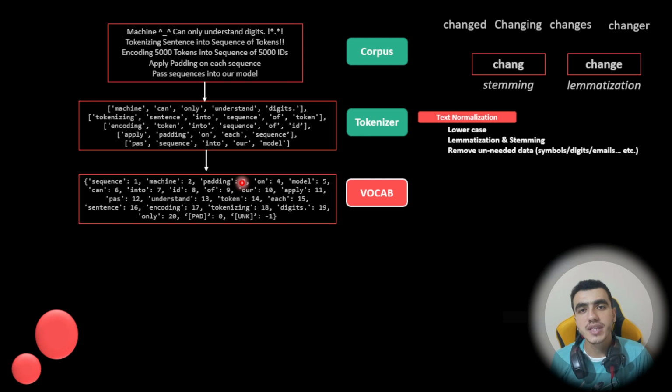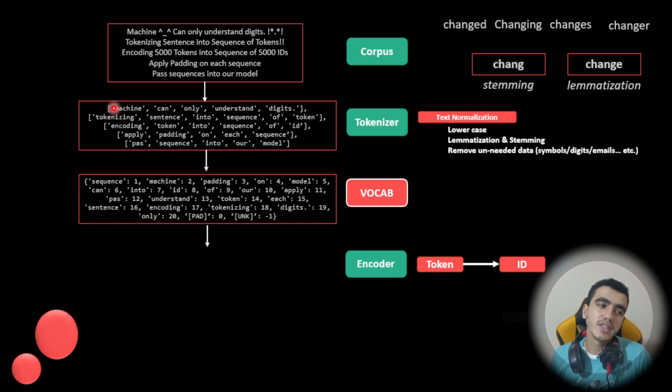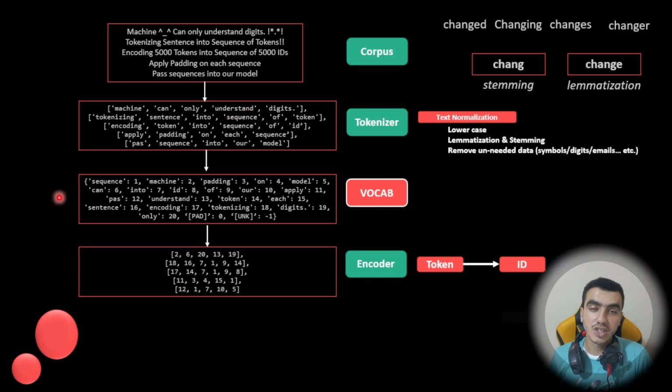So every token now has a single digit. Somehow we are transforming text into numbers step by step. After this, we will be working on the encoder. We'll be replacing all tokens with digits, giving each token an ID, and then rewriting the list of tokens as a list of digits.